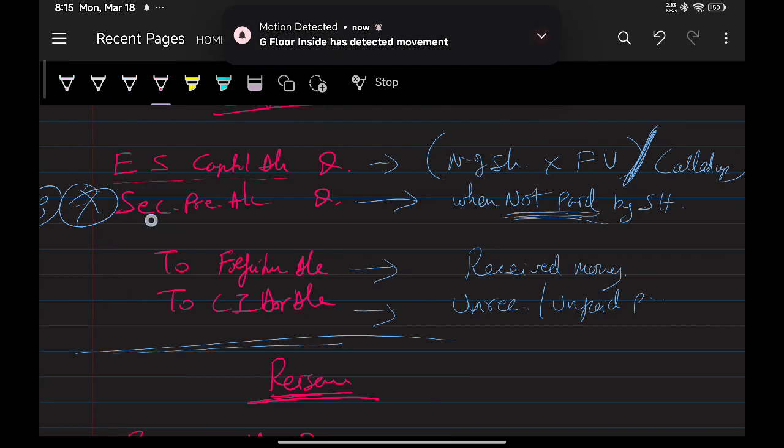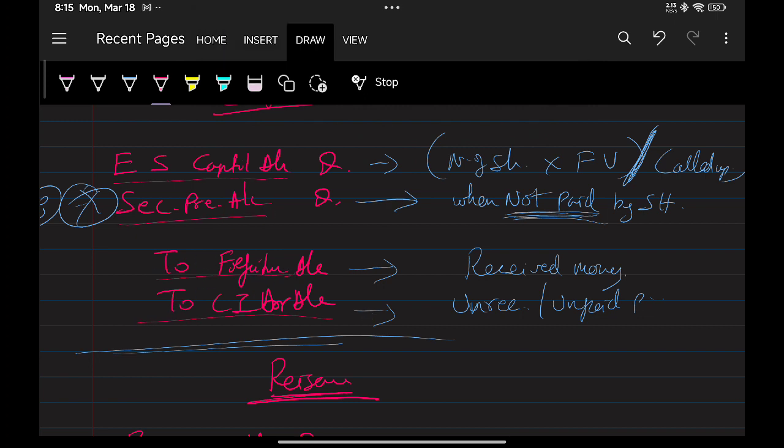Equity share capital, security premium, to calls in arrears. In equity share capital, always number of shares forfeited into face value or called up value. When will security premium come? When it is not paid by the shareholder. In forfeiture, what will come? All the received money from the shareholder. What is calls in arrears? All the money which is not paid or not received from the shareholder.